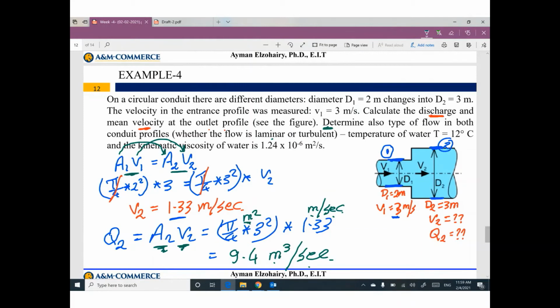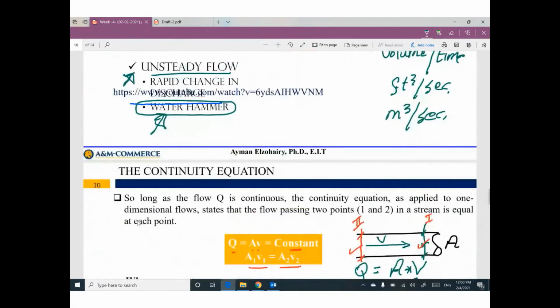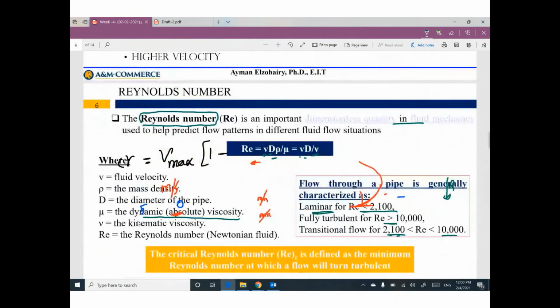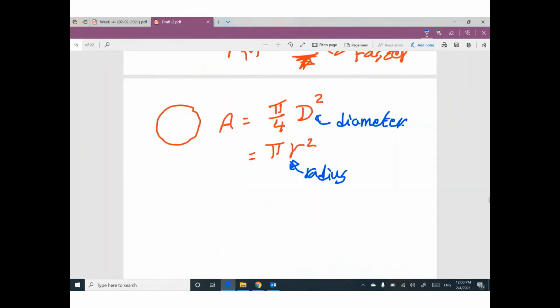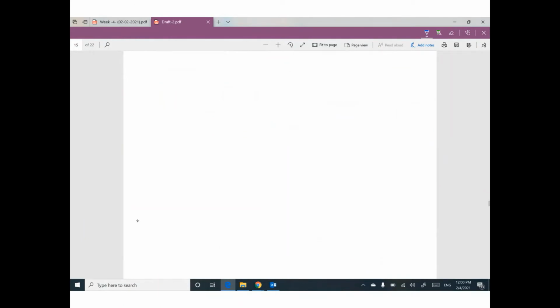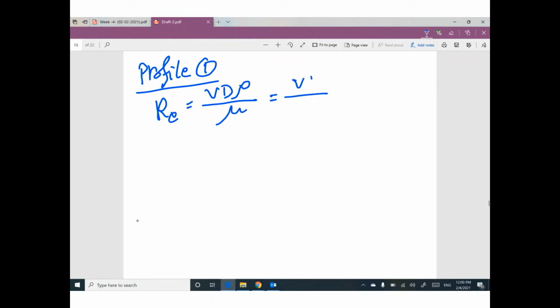We need to determine the type of flow in this part, and the type of flow in the other part. Guys, as I covered before, if you would like to figure out the type of flow, laminar or turbulent, you need to figure out the value of the Reynolds number. So let's do it here. For profile number 1, Reynolds number probably equals V D rho divided by mu, or V D divided by nu. Which one am I going to use?